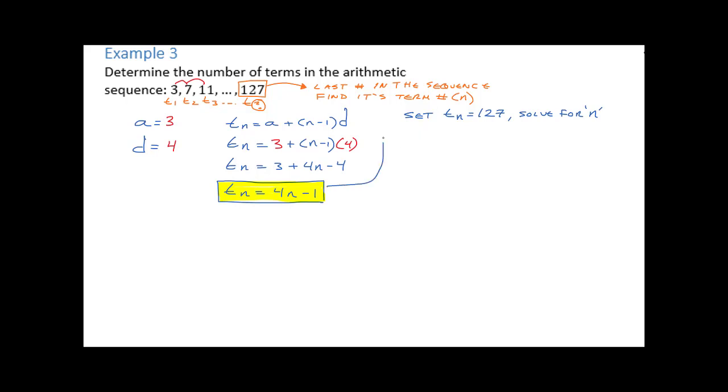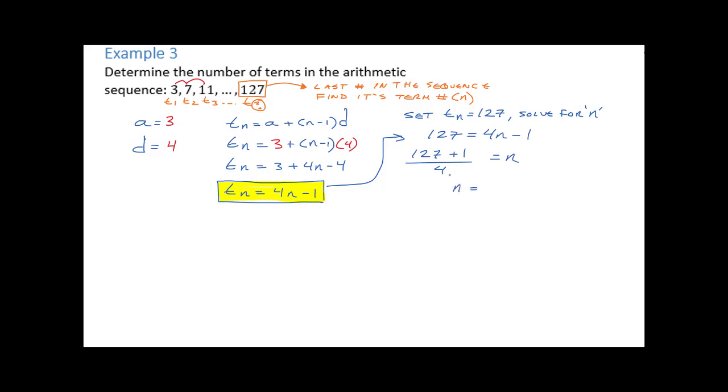Okay, so let's just take this formula here. I'm going to set Tn, the general term, equal to 127. Now we have to solve for n. So what are we going to do to isolate n? We're going to go 127 plus 1 divided by 4, and there we go.